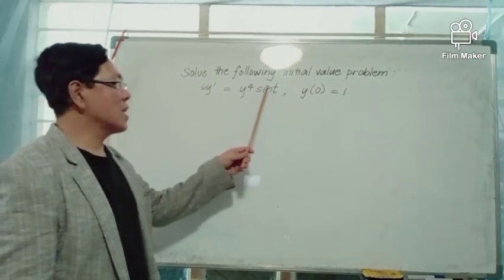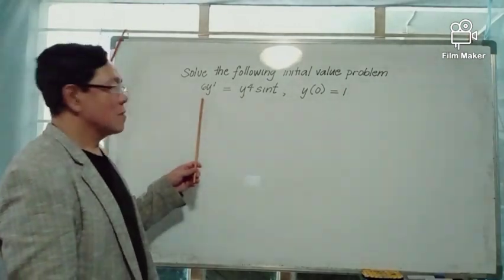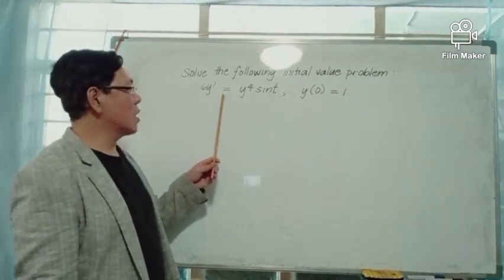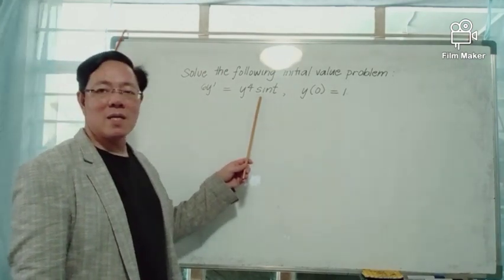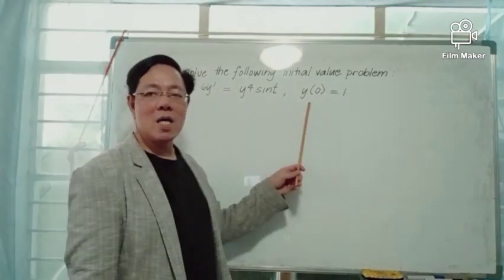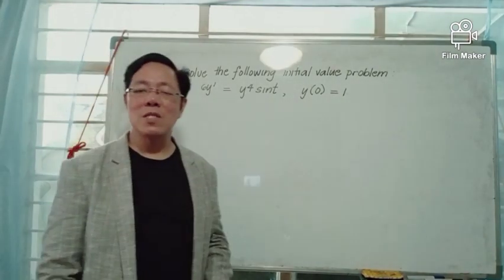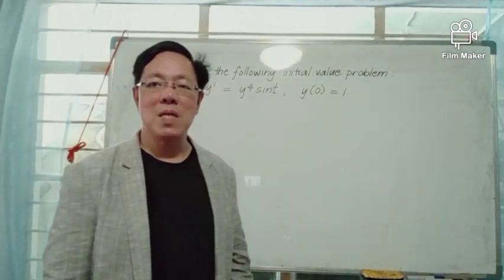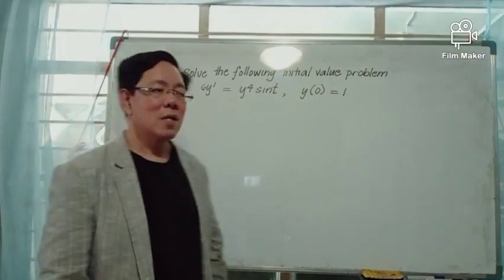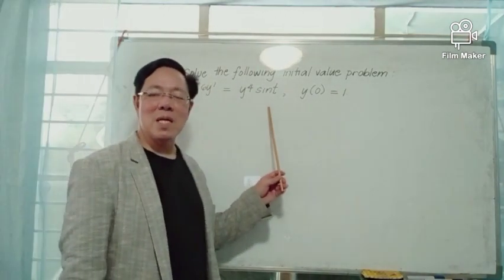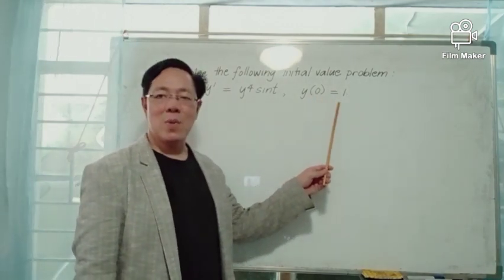Solve the following initial value problem. We have 6y prime equals y to the 4 multiplied by sine t, y of 0 equals 1. This problem is called an initial value problem because there are initial conditions given. In this particular problem, the initial condition is y of 0 equals 1.